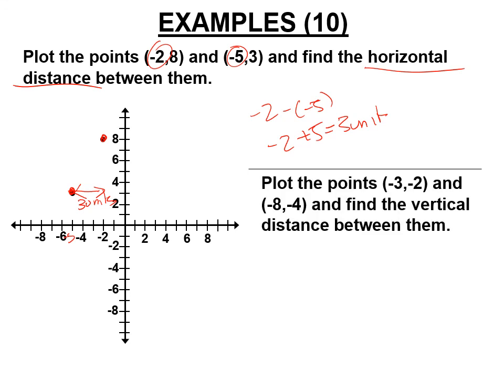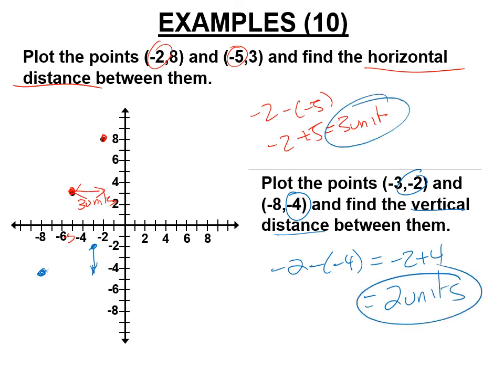Okay. All right, so we're going to plot the points -3, -2, and -8, -4. And we're going to find the vertical distance. So this distance right there. So to do that vertical distance, you subtract the y coordinates. -2 minus -4 is the same as -2 plus 4 equals 2 units. All right. If you get a negative, you just change it to the opposite because you always want a positive number for a distance. Okay.